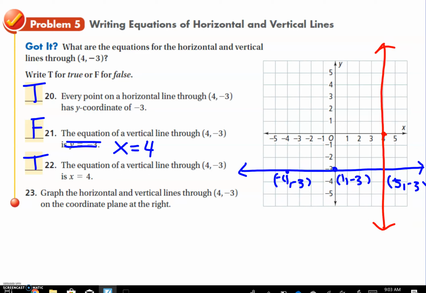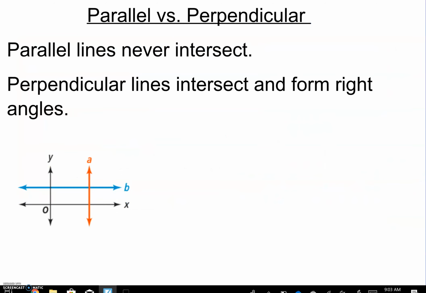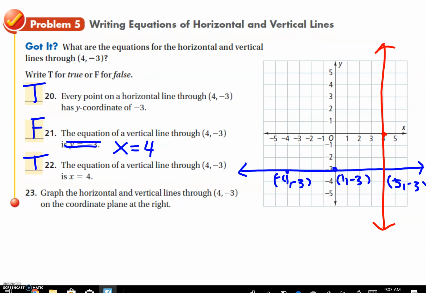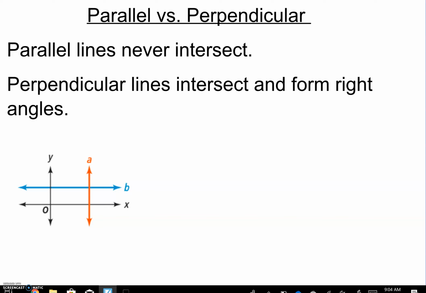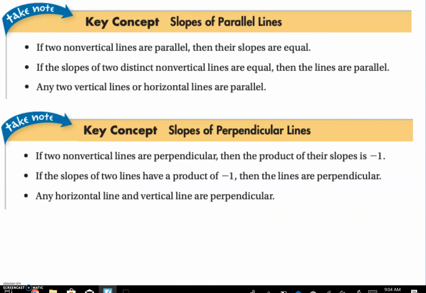So moving forward, the one thing to note is that a vertical line and a horizontal line in the coordinate plane are always perpendicular, right? Parallel lines never intersect. Perpendicular lines intersect and form right angles. So if I go back to our original picture, you can see here you have right angles. So if I was looking at the slopes of lines, how could I tell if the lines are parallel or perpendicular just by looking at the slopes?